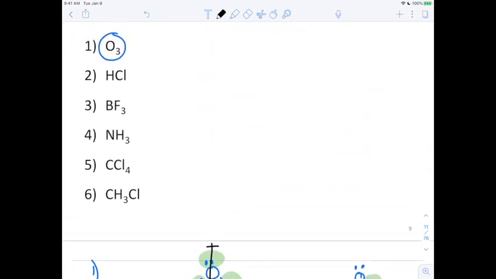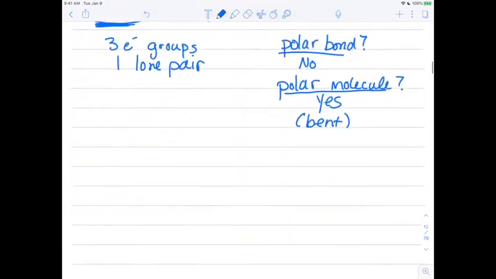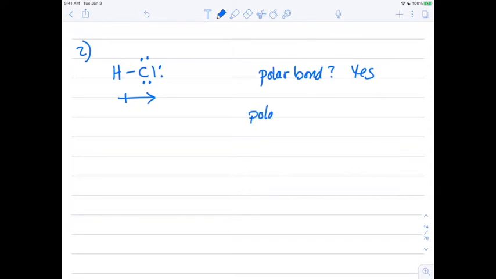All right, so next up was the HCl, and this is the one that we started this section with. So here we said that chlorine is more electronegative, so electrons are going to flow towards that chlorine. So we said that it did have a polar bond. Next up for polar molecule.